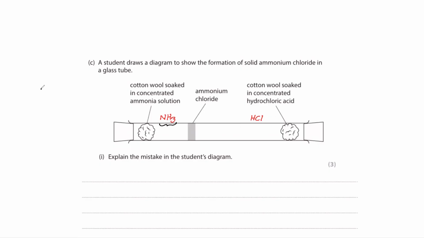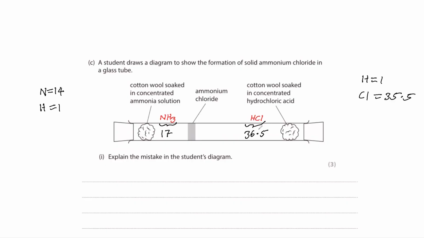Okay. What is the molecular weight of ammonia? We know that nitrogen is 14, hydrogen is 1, and there are 3 hydrogens. So 14 plus 3 is 17. And if you say hydrogen chloride, we know that hydrogen is 1 and chlorine is 35.5 if you look at the periodic table. So the molecular weight of HCl is 36.5.